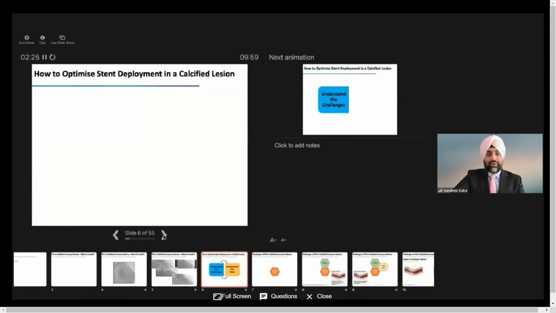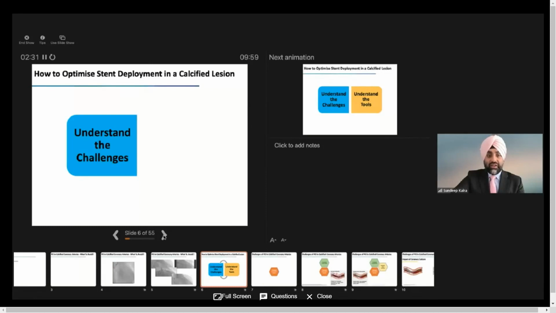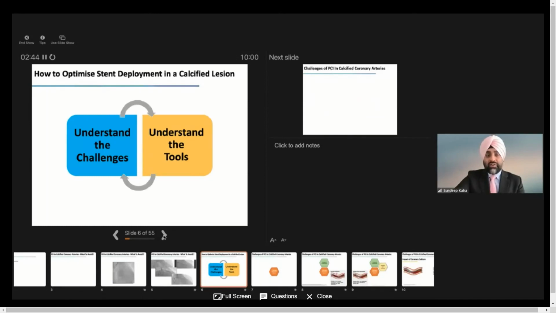So if I had to answer how to optimize stent deployment in a calcified lesion, there are a few things I would consider. Firstly, we need to understand what the challenges are of treating calcified lesions with PCI. We also need to understand the tools available to us in 2021 to deliver optimized procedures, and the interaction between these two areas. If we understand the challenges and the tools, we should be able to deliver an optimized procedure.